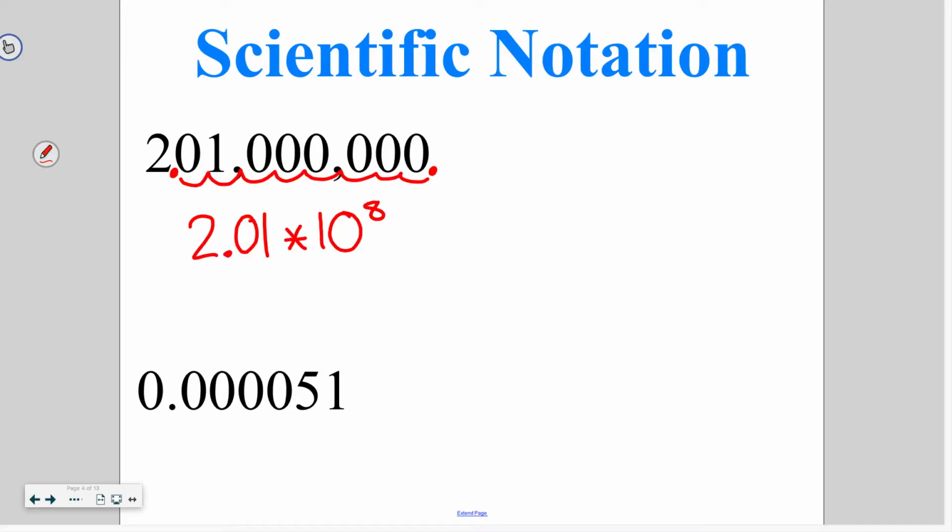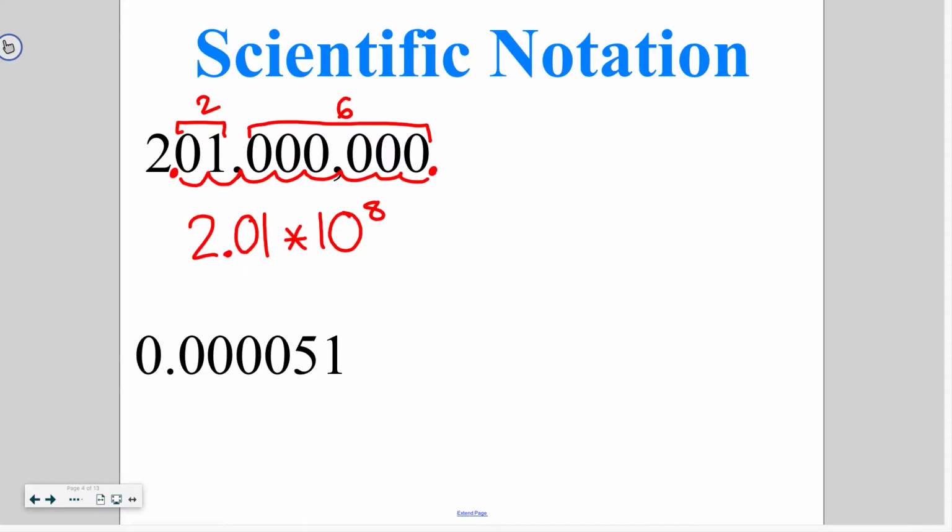Another way, sort of a shortcut that you can use to think about this, is counting up your zeros. So I had 6 zeros, and then counting up the number of decimal places in our number, that's 2. So I had 2 decimal places plus 6 zeros gives me that exponent of 8.